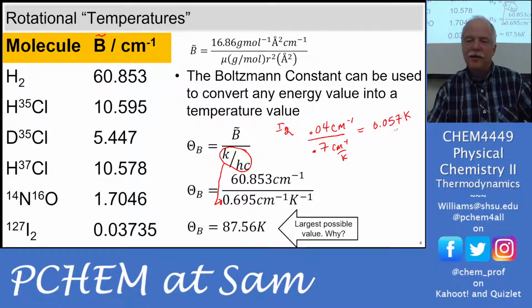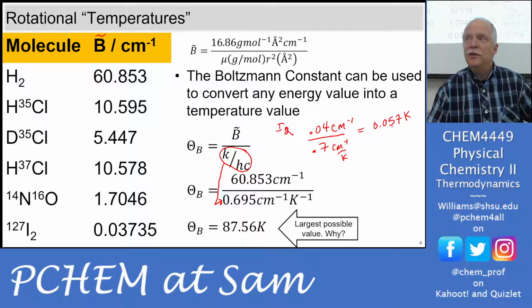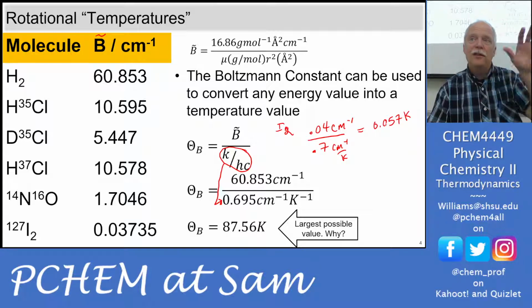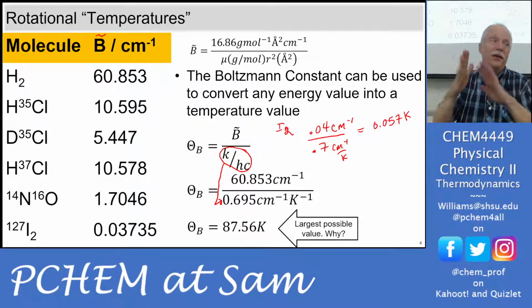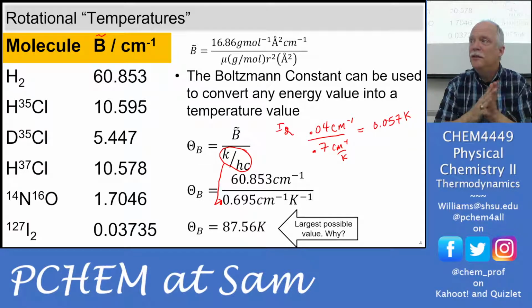Okay, so that's the rotational temperature for iodine. So when we get to 0.5, like 10 times that temperature, so 0.6 Kelvin, we've lost the quantum nature of rotation of iodine. So we're really not going to be able to see that rotational structure of iodine unless we have a really high resolution spectrometer.